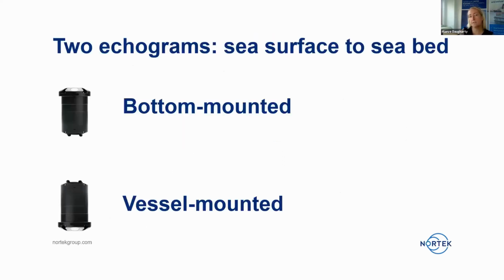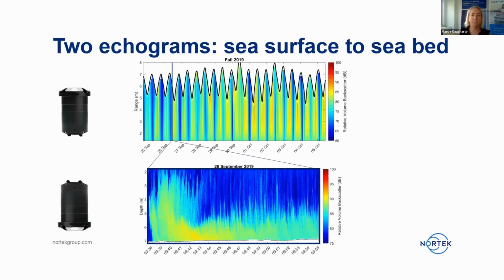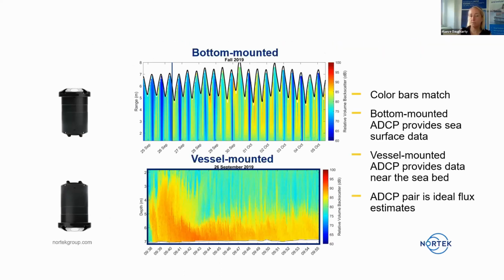So now we'll look at the echograms that we've already viewed from both the bottom mounted and the vessel mounted instruments. So the top one is much longer, it's the 10-day time series, and the bottom 30-minute data set occupies the period represented by this thin line. And here I've just adjusted the color bar of the bottom image to match the extent of the top. So you can see that the bottom mounted ADCP provides sea surface data that's missing in this bottom image. And the vessel mounted ADCP provides data near the seabed that's missing in the top image. So this bottom 1.5 meters that gets clipped out.